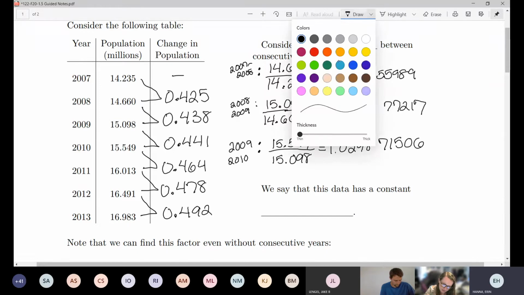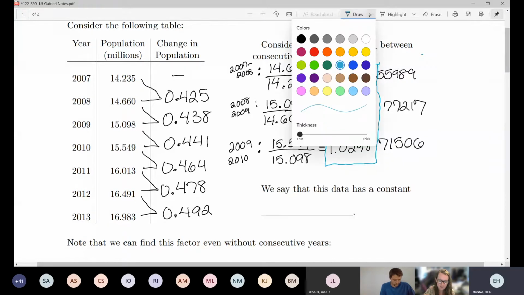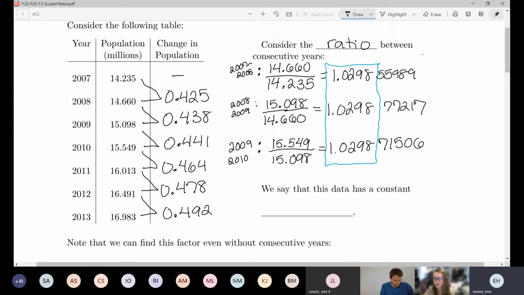Now, notice that while they're not the exact same number, they do agree up to 4 decimal places. And that's not a coincidence. That's the pattern. So no, they don't match perfectly, which is part of why it would be hard to see, but it's also hard to see because multiplying a number by 1.0298, no one can do in their head.